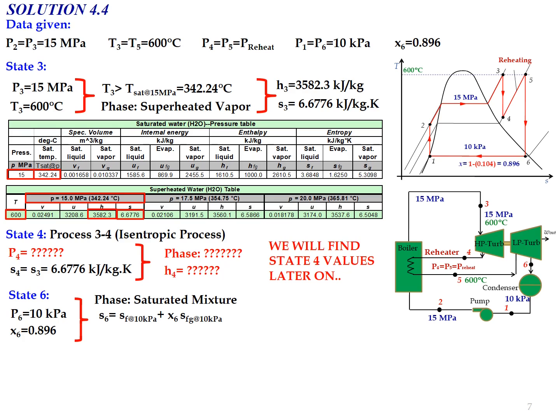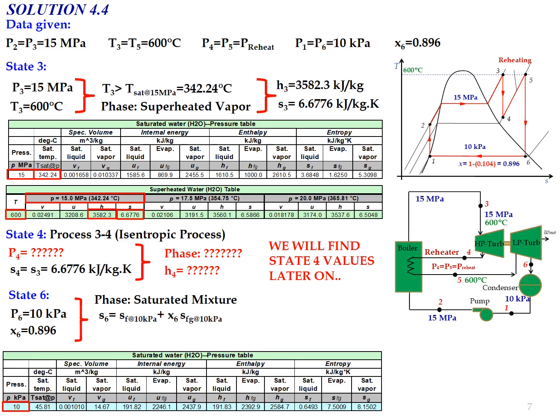equal to SF at 10 kilopascal plus X6 multiplied by SFG at 10 kilopascal. So the value of SFG at 10 kilopascal we can determine from the saturated water table at 10 kilopascal. X6 is already given, so from the equation we can determine the value of S6. From the table at 10 kilopascal we can determine the SF value, 0.6493, and also the SFG value, which is equal to 7.5009. So substitute into the equation, and you'll get S6 equal to 7.3701 kilojoule per kg Kelvin.